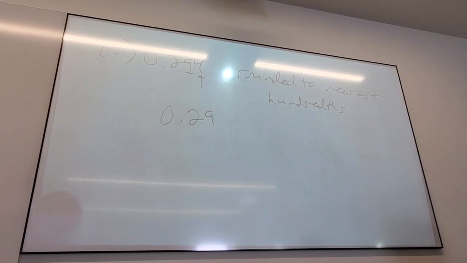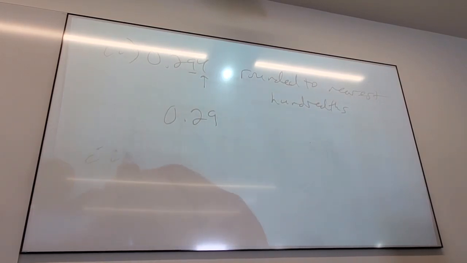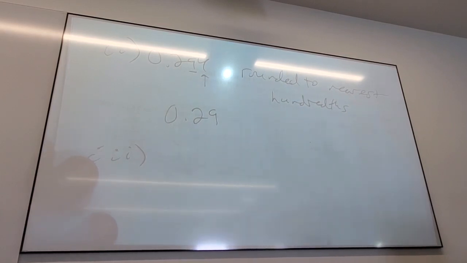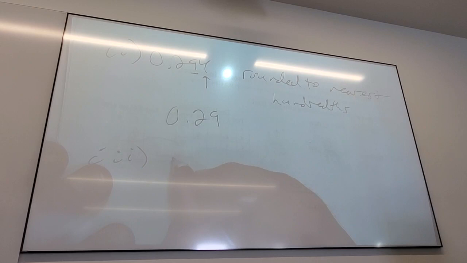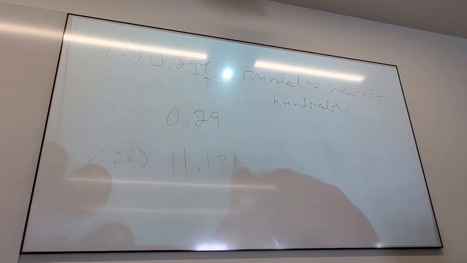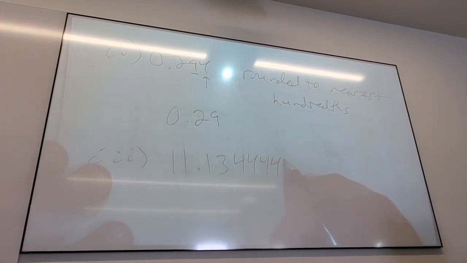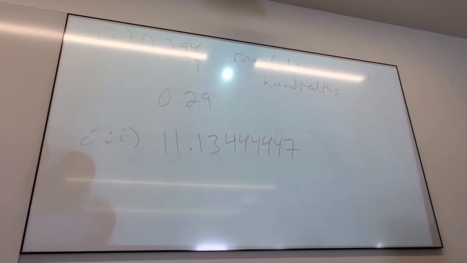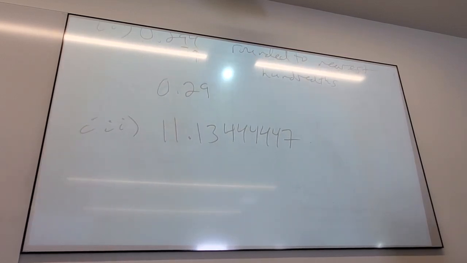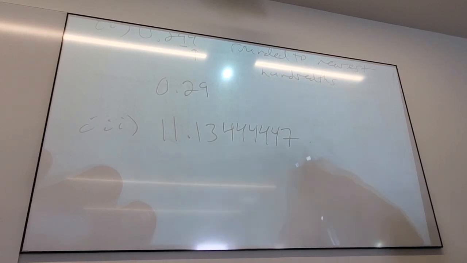So, a couple of weird things. Here is the one that I always get people making mistakes about. Let's do this one. Ready? 11.13444447. Let's see if everybody's cool with this, okay? How many rows is that? Well, then we've got to grab the five. So I want you to round it to the nearest thousandth.